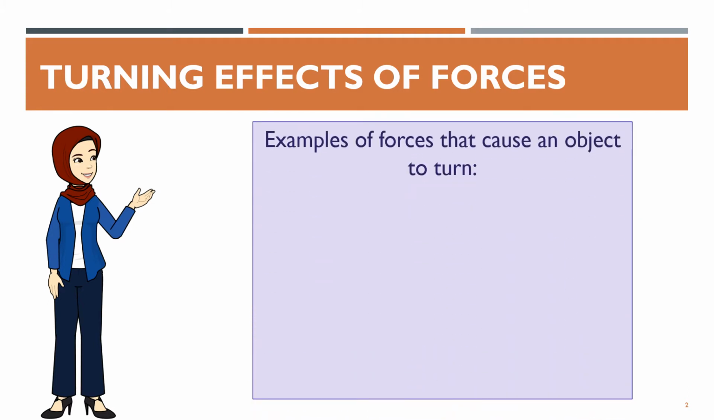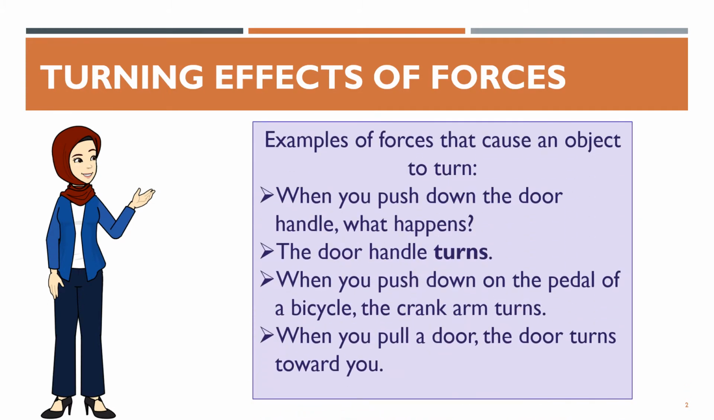These are some examples of forces that cause an object to turn. When you push down the door handle, what happens? The door handle turns. When you push down on the pedal of a bicycle, the crank arm turns. And when you pull a door, the door turns toward you.